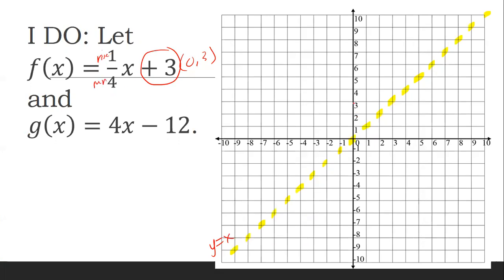So I go to 0, 3. I'm going to rise 1, run 4: 1, 2, 3, 4. Then I'm going to reverse it. Down 1, 1, 2, 3, 4. So here's my first line that I'm going to do my very best to connect.